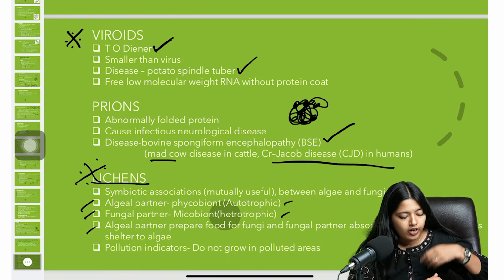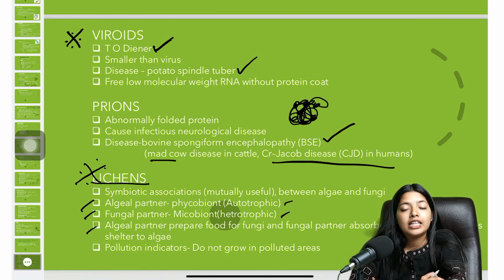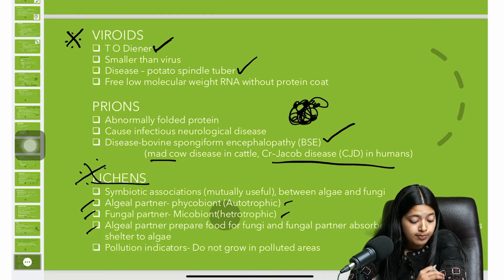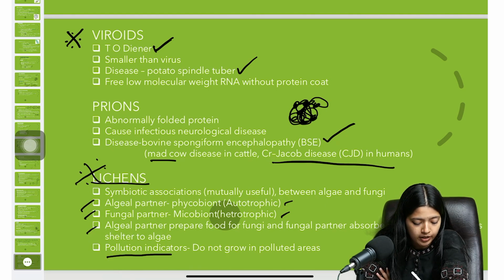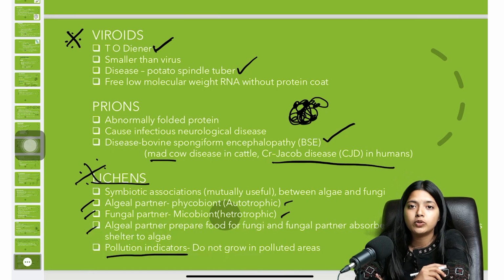And they are known as pollution indicators. They are very good pollution indicators. That means they will not grow in polluted areas. So, if lichens are seen in an area, that means the area is pollution free. That's an important point, an economic importance. Pollution indicators do not grow in polluted areas.